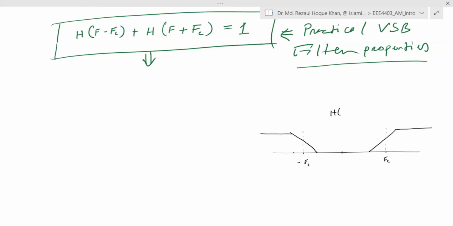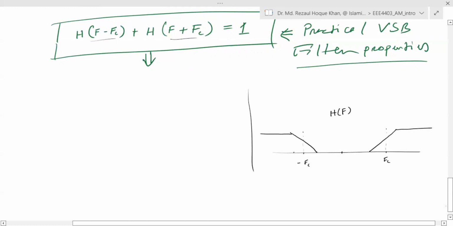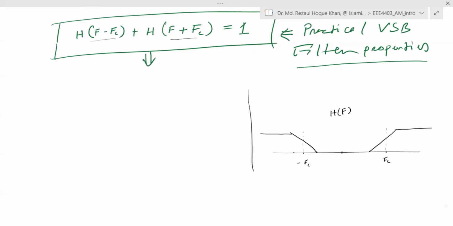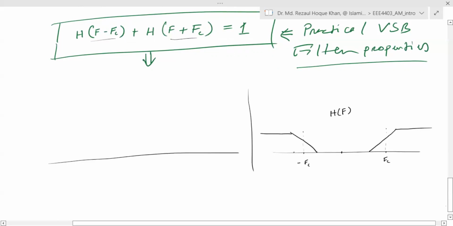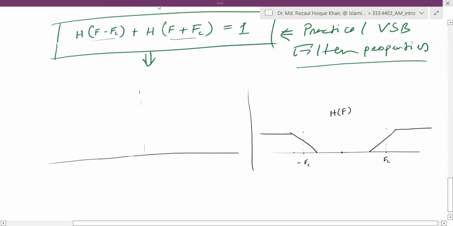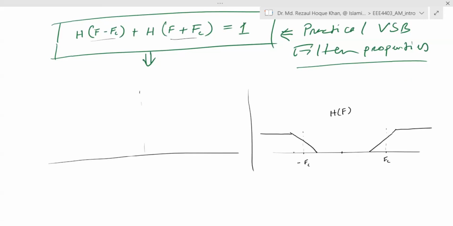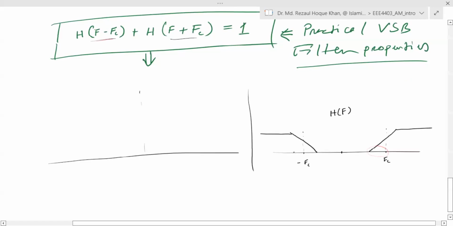Which is actually HF. Now you see it becomes HF minus FC and HF plus FC. Means actually what will happen here? This response shifted. So this response shifted to origin because of this HF minus FC. So it's actually shifted here, or this is actually also shifted by this one.